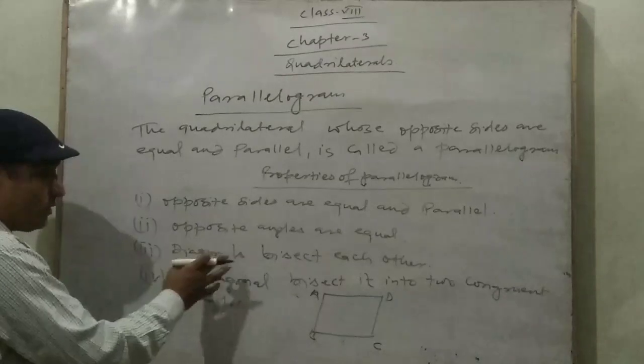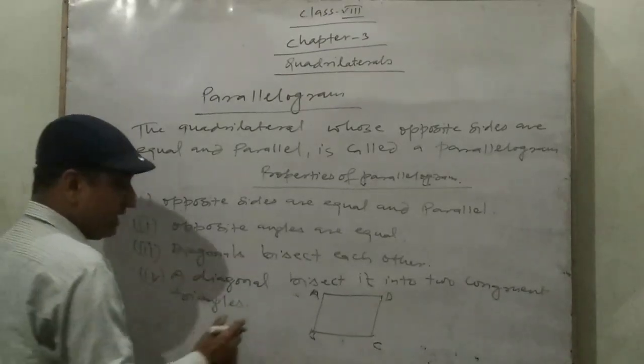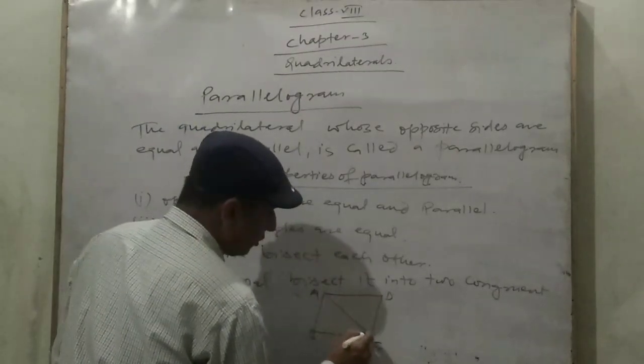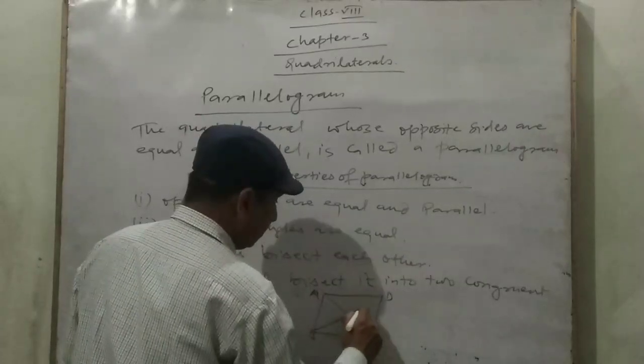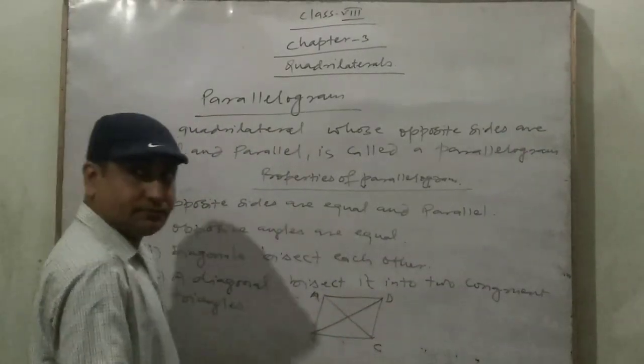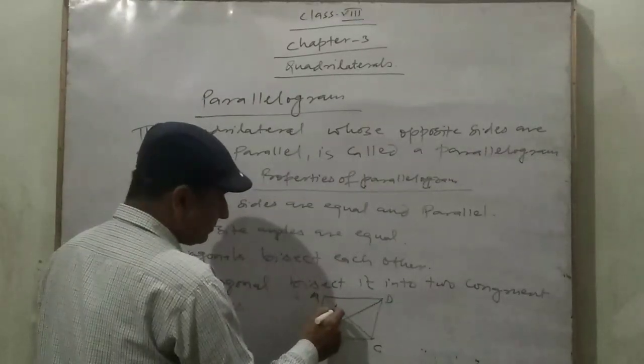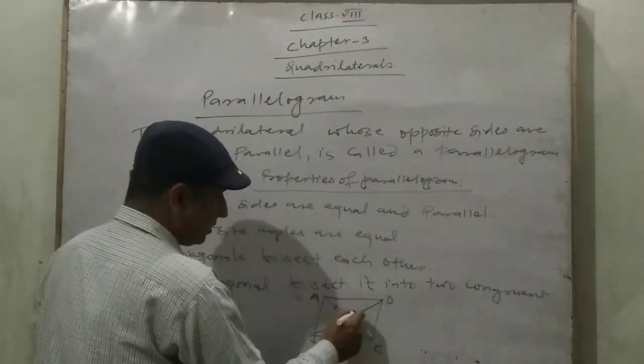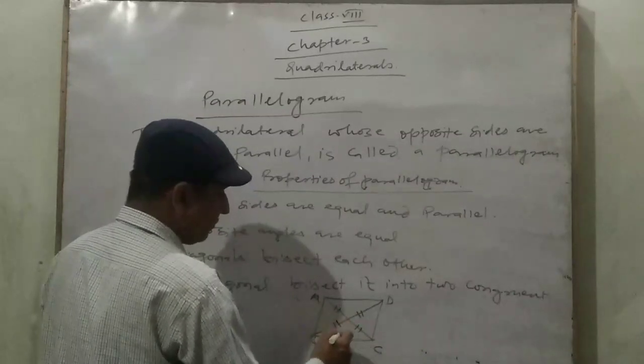Diagonals bisect each other. If diagonals are drawn, then these diagonals bisect each other. Diagonals will be bisected by one another.